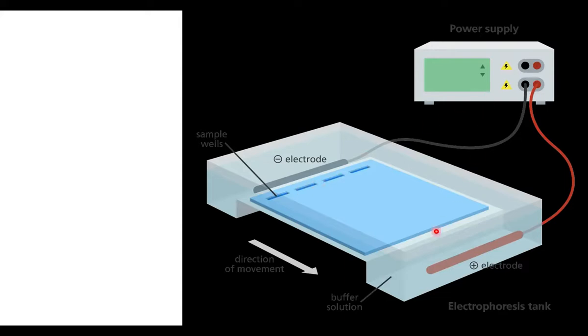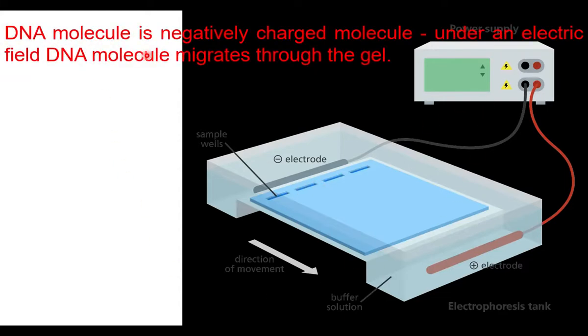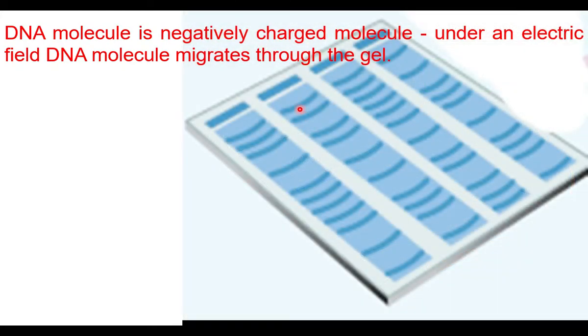When it is switched on, the DNA molecule is negatively charged. Under an electric field, DNA molecule migrates through the gel, and as the DNA molecules migrate through the gel, banding patterns are formed. So after gel electrophoresis, the DNA fragments are separated, and the separated DNA fragments appear as separate bands on the agarose gel.